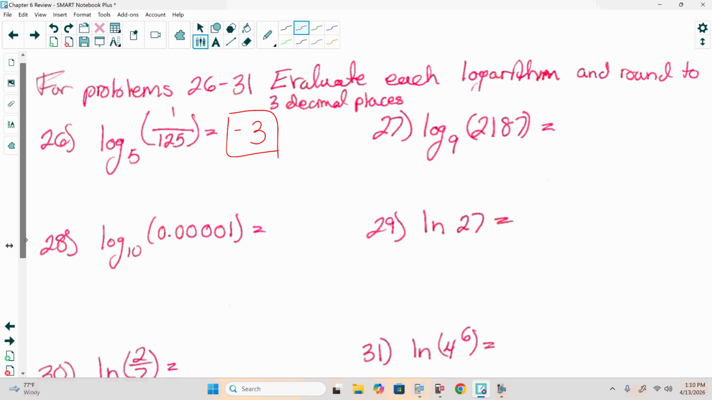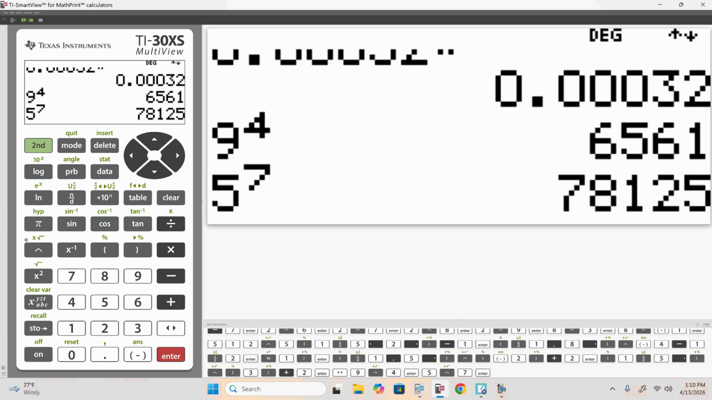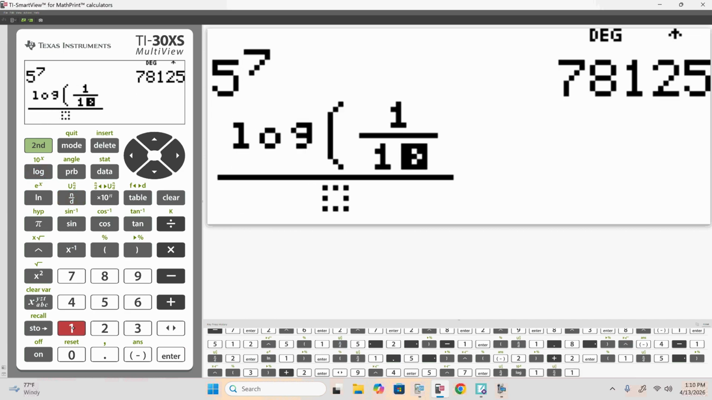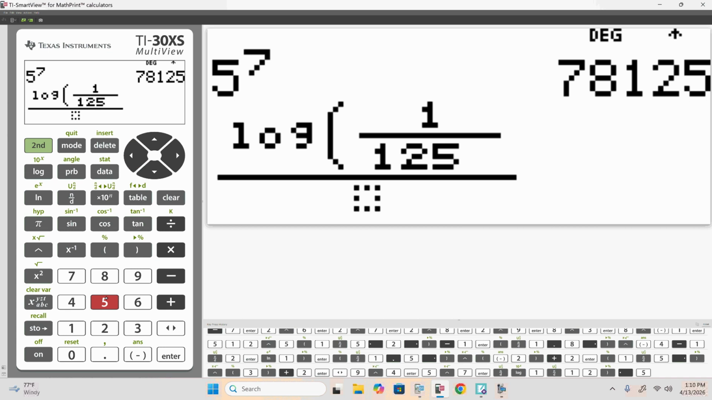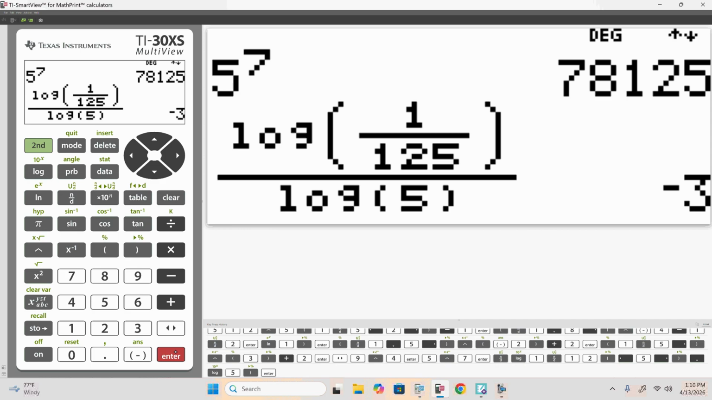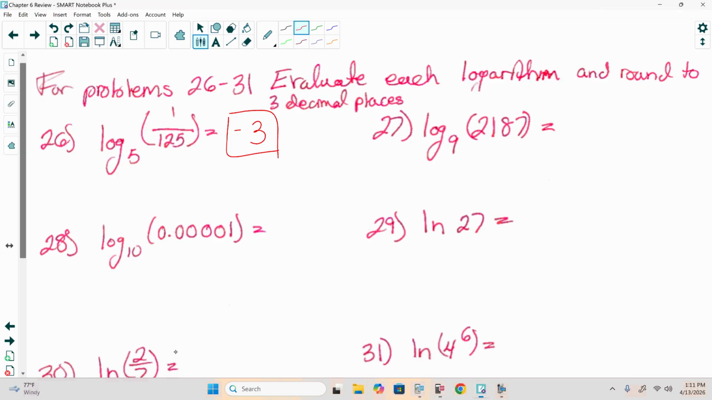Questions on this here? If we wanted to, we could have also done the change of base to say log of 1 over 125 over log of 5, which is also -3. Questions on 26.